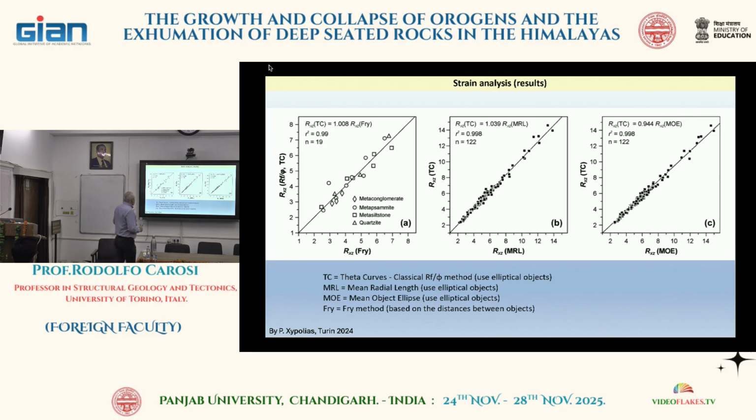Okay, different methods: the Fry method, distance of the object, mean object ellipse using elliptical objects, mean radial length using elliptical objects, a theta curve class to the RF/phi method using elliptical objects. So different methods related to the change in shape. But Fry and RF/phi, the theta curve by Ramsay and Lisle, this is a refinement of the RF/phi method. So more or less the same value.